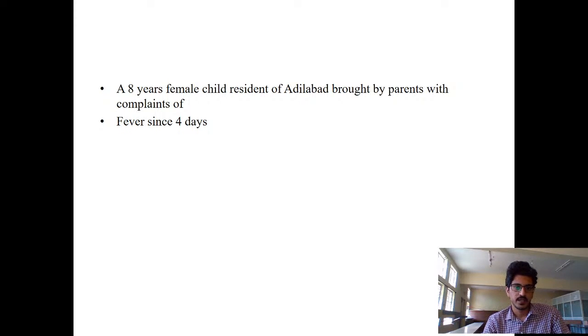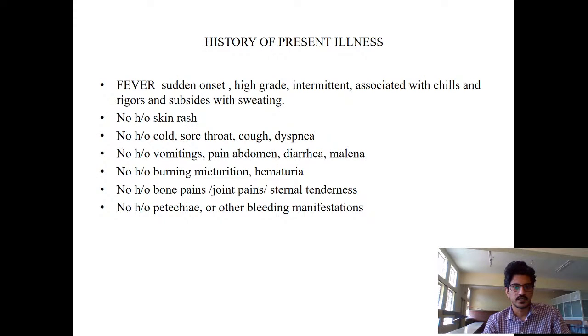An 8-year-old female child, resident of Adilabad, brought by parents with presenting complaints of fever since 4 days. So the presenting complaint is only fever. So what is the history of present illness? First, you have to elaborate the presenting complaint, and later go with any positive history and any negative history. So how is the fever? Fever is of sudden onset, high grade, intermittent, associated with chills and rigors, and subsides with sweating.